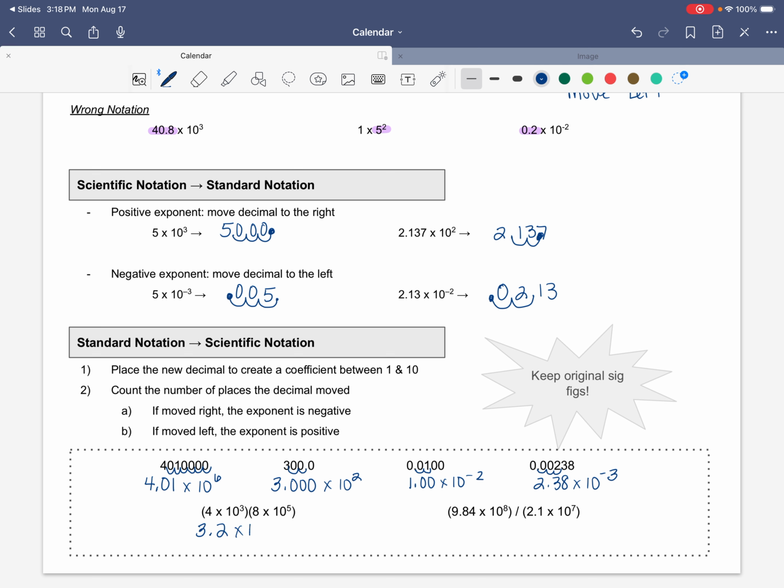3.2 times 10 to the 9th. So it actually reports my answer in scientific notation, which is nice whenever you're using a scientific calculator. But looking back at my original problem, looking at sig figs, I have 1 sig fig here, 1 sig fig here. So my answer needs to have the least number of sig figs in the given problem, which would be 1. So the 3.2 is going to round down to 3. So my answer in correct sig figs will be 3 times 10 to the 9th power.